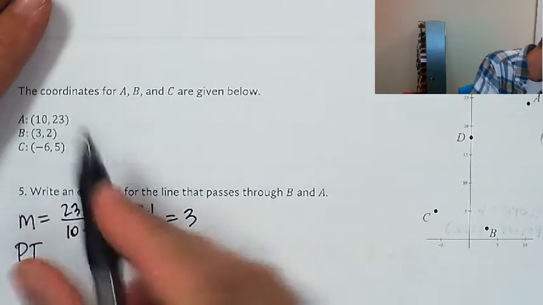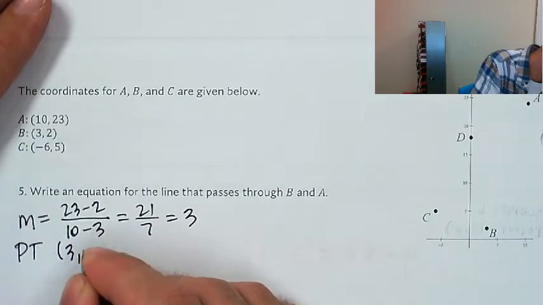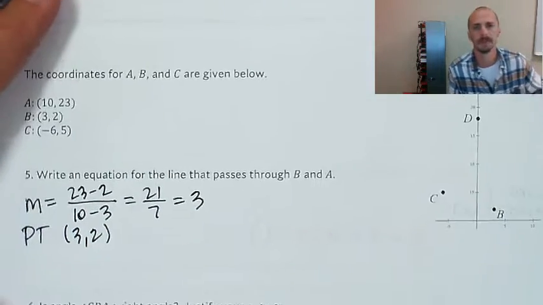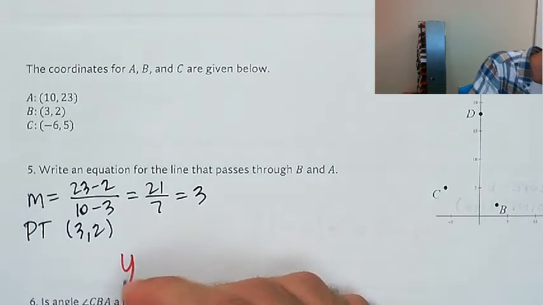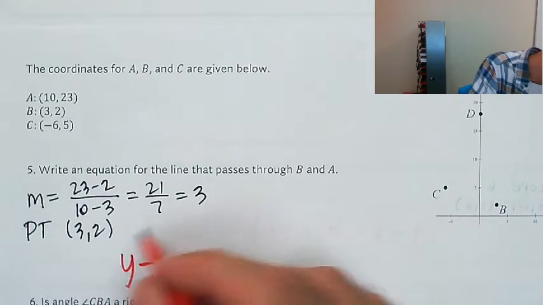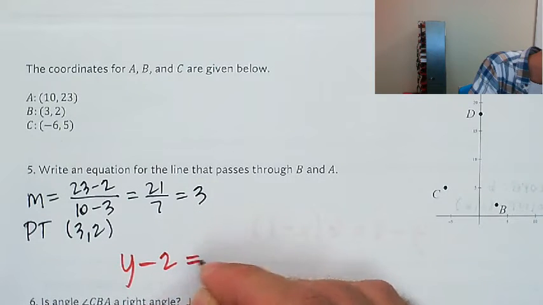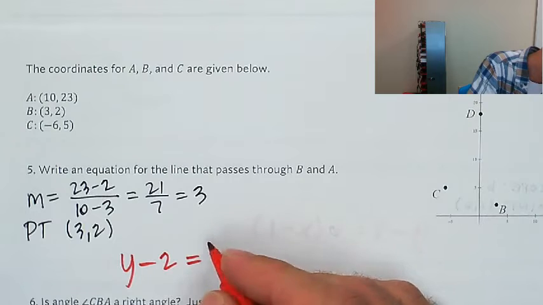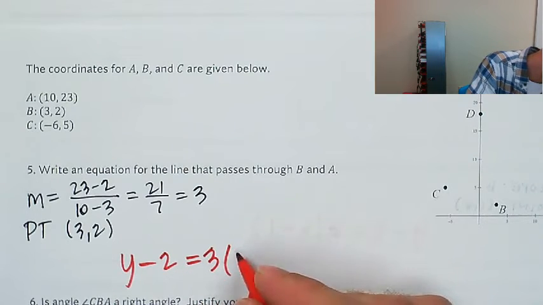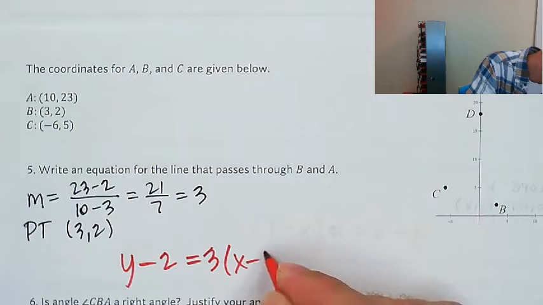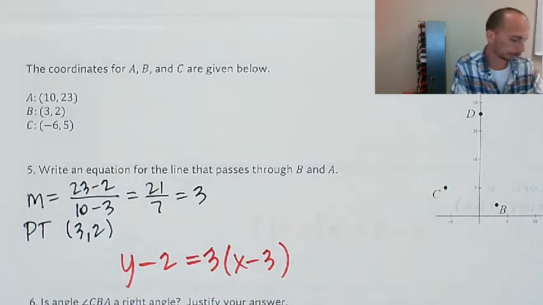It doesn't matter which one you pick. I might pick 3 and 2 because the numbers are smaller. It really doesn't matter. It's all positive. You could use 10 and 23. I'm going to say y minus the y coordinate is equal to the slope times x minus the x coordinate.